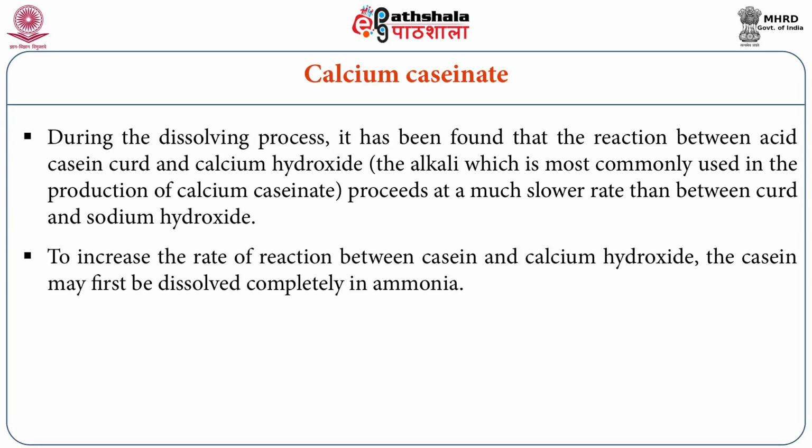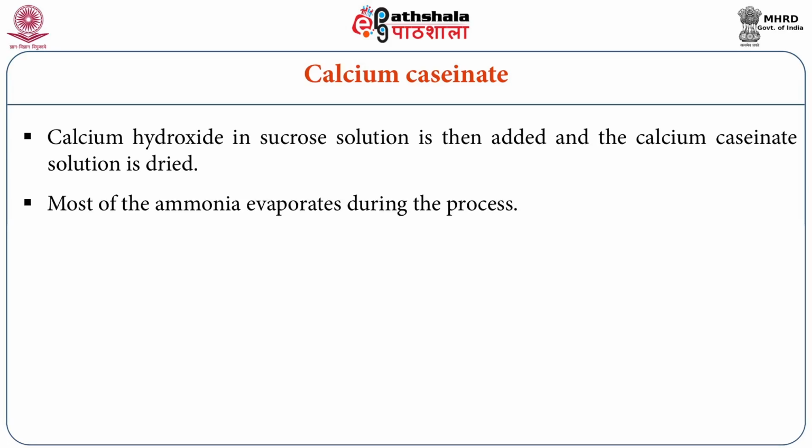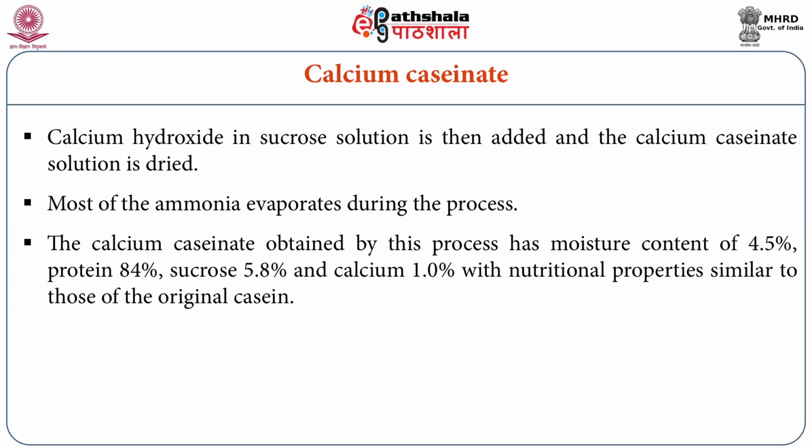To increase this rate of reaction between casein and calcium hydroxide, the casein may be first dissolved completely in ammonia. Calcium hydroxide in sucrose solution is then added and the calcium caseinate solution is subsequently dried. Most of the ammonia evaporates during this drying process. The calcium caseinate obtained by this process has a moisture content of 4.5%, protein content of 84%, sucrose 5.8% and calcium 1%, with nutritional properties similar to those of original casein.